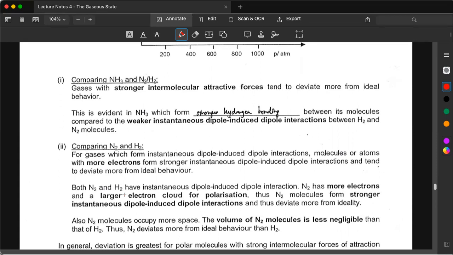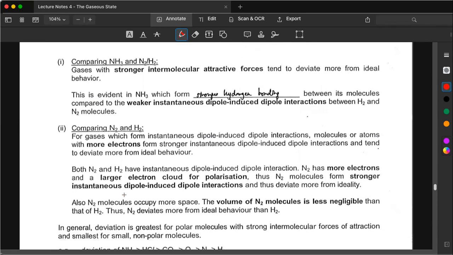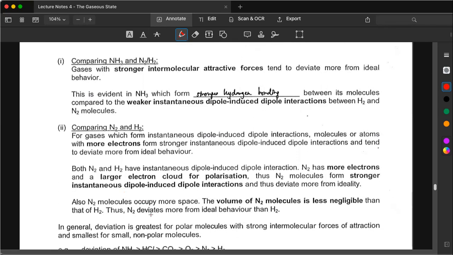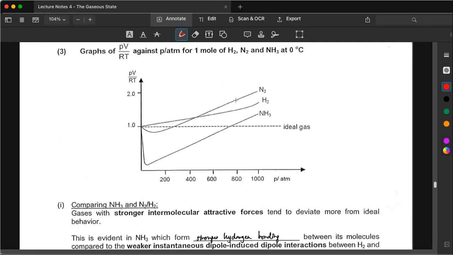And also nitrogen molecules occupy more space. So the volume of nitrogen molecules will be less negligible than that of hydrogen, more significant. So nitrogen deviates more from ideal behavior compared to hydrogen.